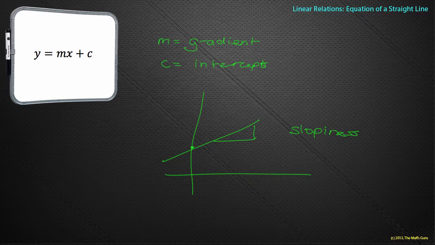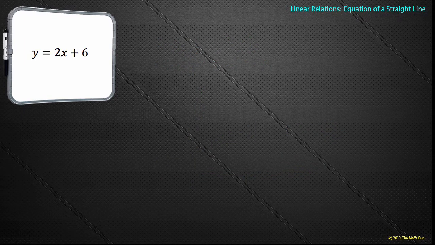Let's throw some numbers in and see what we come up with. Here we go. Here's an equation: y equals 2x plus 6. So what does that mean? Well, comparing y equals 2x plus 6 with y equals mx plus c, what do we find?